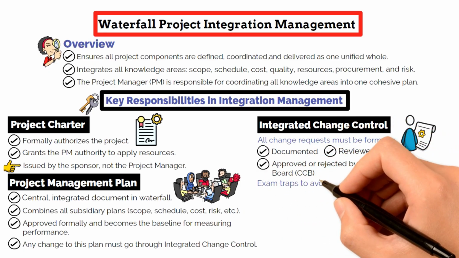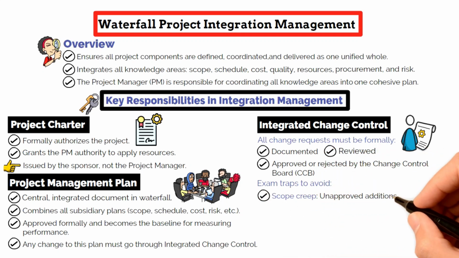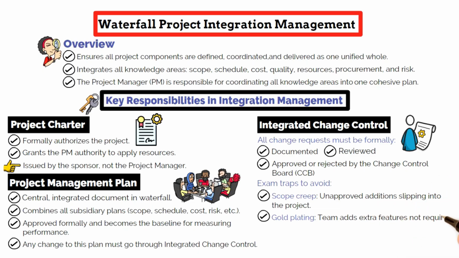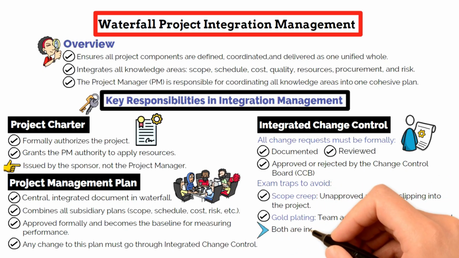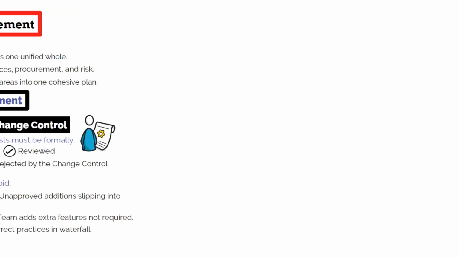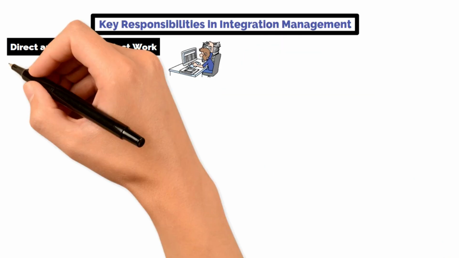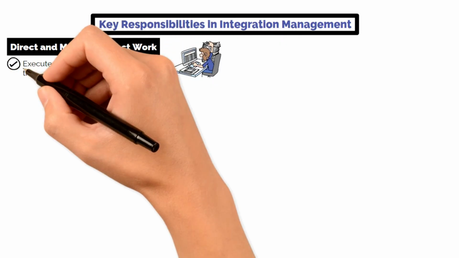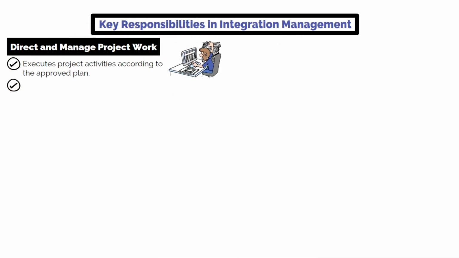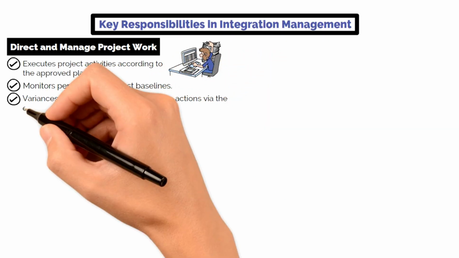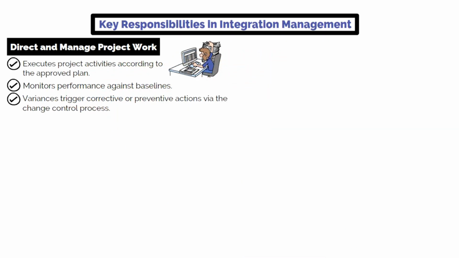A common exam trap is scope creep, unapproved changes slipping into the project, or gold plating, where the team adds extra work beyond what's required. Both are incorrect practices in Waterfall. Another integration responsibility is directing and managing project work, ensuring that all activities are executed according to the plan, and monitoring and controlling work to track performance against baselines. When variances occur, the PM initiates corrective or preventive actions through the change control process.